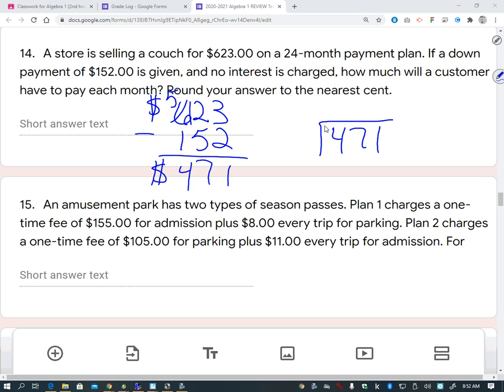Divide 471 by 24. Well, 24 won't go into 47 twice because that would be 48, so I know it's only going to go in once. 24, 23 left over with a 1. We need to find out how many times 24 goes into 231. What is it? 9 times.